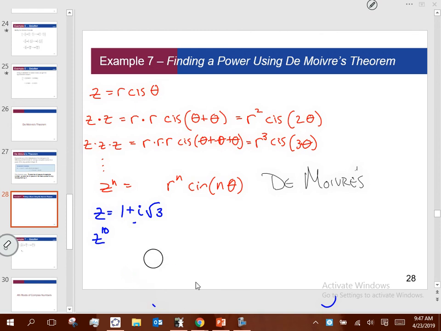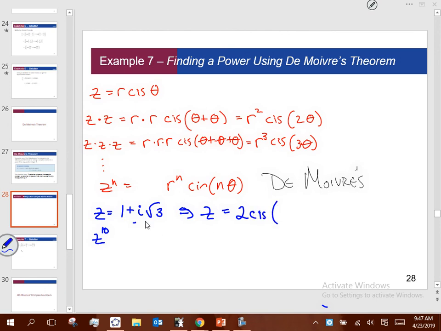Let's see how this would work if we were using de Moivre's theorem. De Moivre's theorem says convert this thing into polar form. So in polar form, z is going to be, we take that and square it, we get 1. Take that and square it, so we get 3. Add those together and put it underneath a radical, so it gives you 2, right? So we get 2 cis, okay?